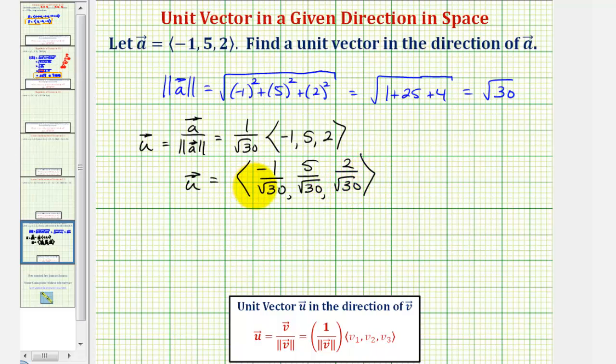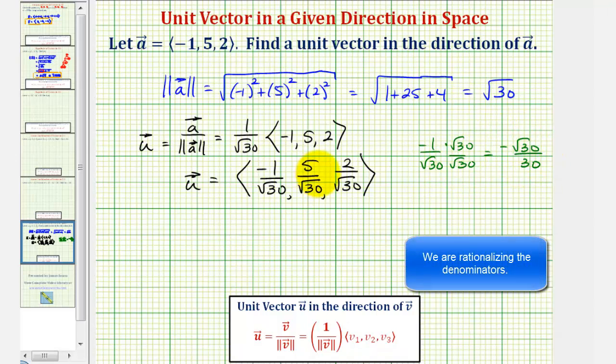So while this is the unit vector in the direction of vector A, you may be expected to rationalize each of these denominators, so let's also show that. So if we have -1 divided by square root 30, to rationalize this we would multiply by square root 30 over square root 30, which would give us negative square root 30 over 30. And then to rationalize 5 divided by square root 30, we would multiply by, again, square root 30 over square root 30. But when we do this here, we have 5 square root 30 divided by 30.